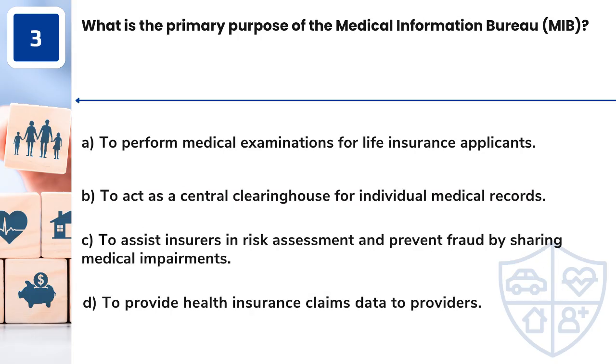Question 3. What is the primary purpose of the Medical Information Bureau, MIB? A. To perform medical examinations for life insurance applicants. B. To act as a central clearinghouse for individual medical records. C. To assist insurers in risk assessment and prevent fraud by sharing medical impairments. D. To provide health insurance claims data to providers.